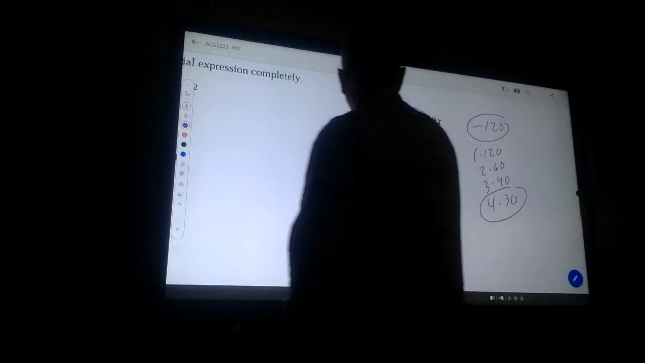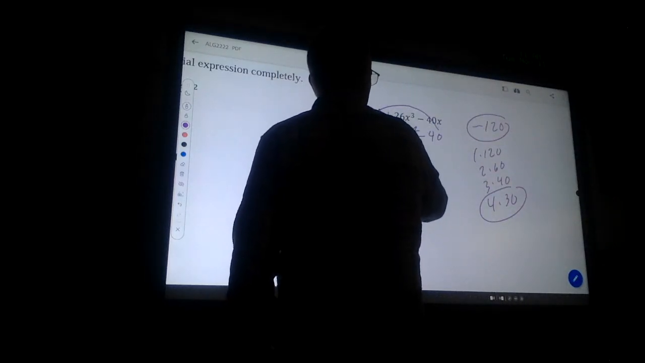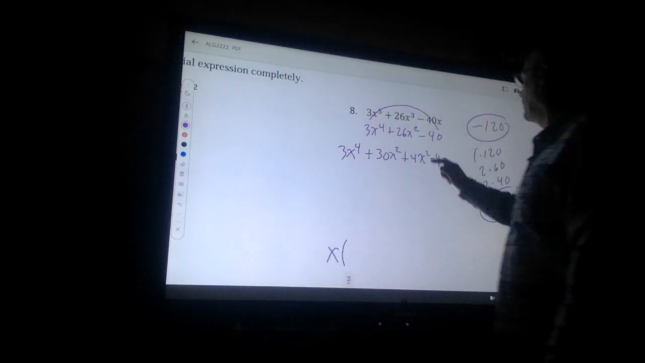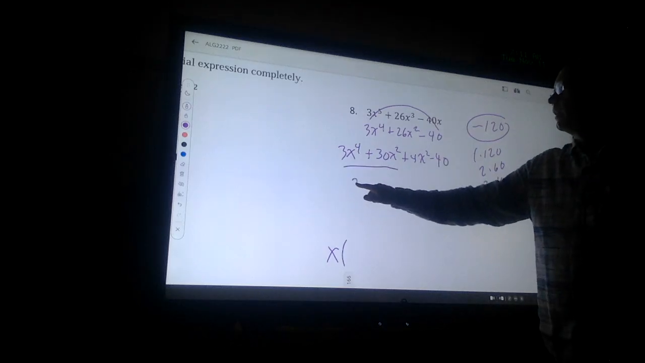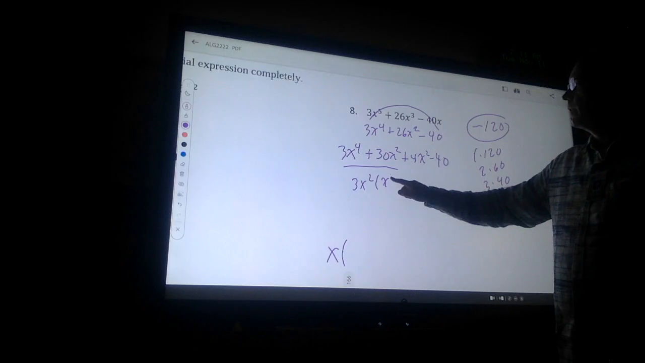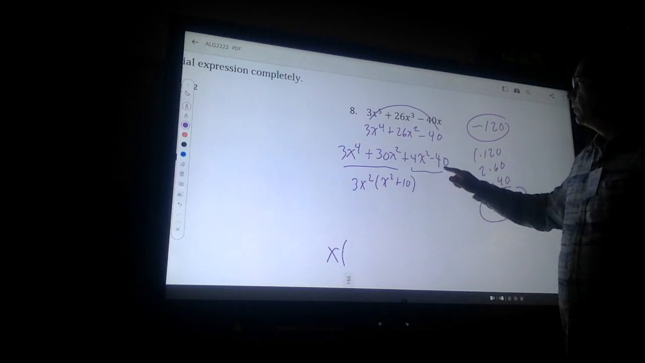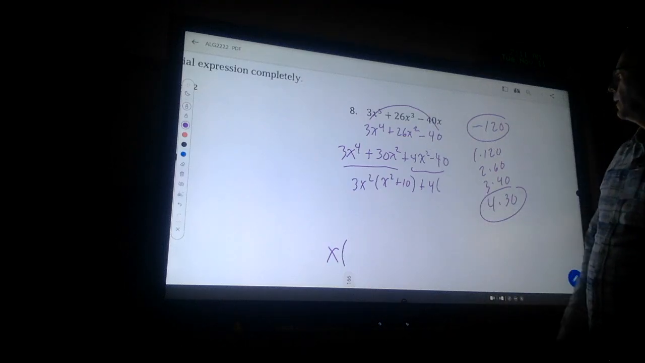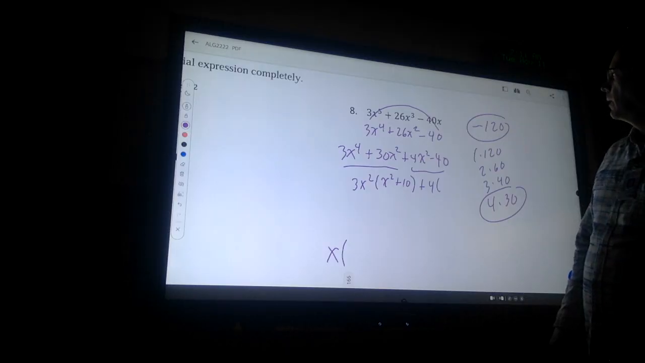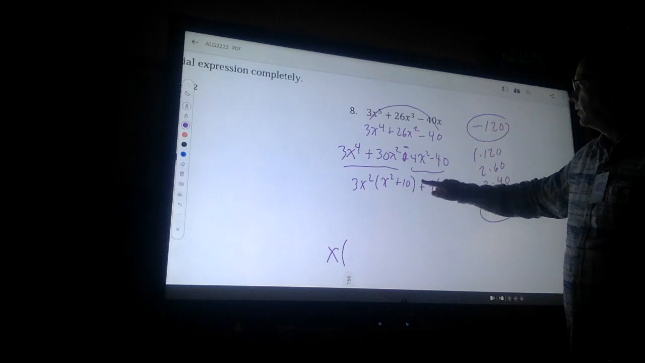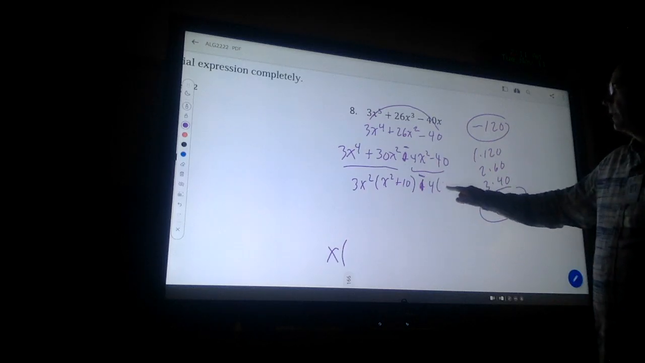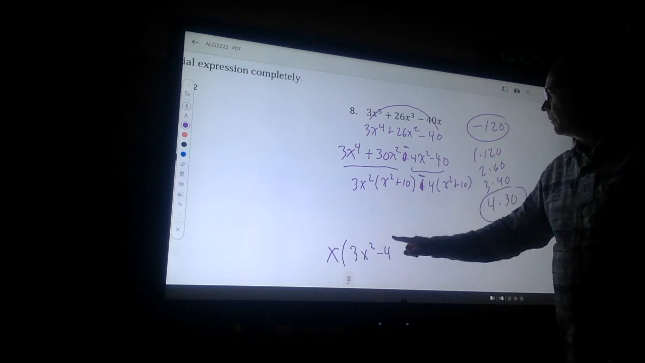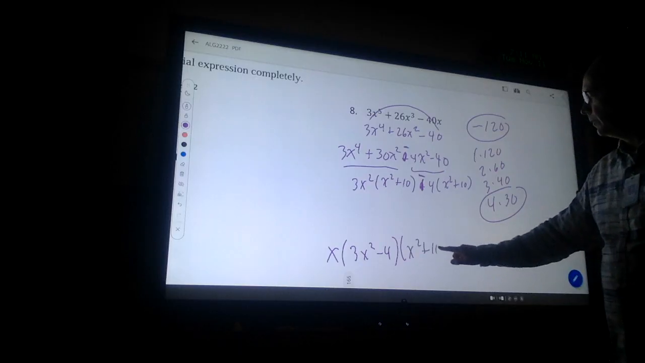So I'm going to get 3x to the fourth plus 30x squared plus 4x squared minus 40. And then I can factor out a 3x squared for both of those, and that's going to leave me x squared plus 10. And on those, I'm going to factor out a positive 4. Where did I make a mistake? Oh, that should have been a minus right there. And that should be a minus right there. And then I'll get x squared plus 10. So then my answer is 3x squared minus 4, x squared plus 10. And that's all done.